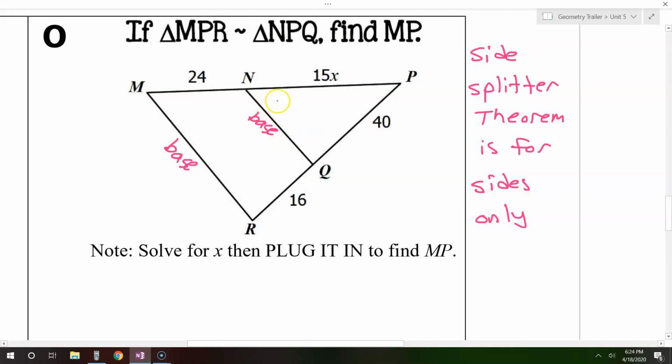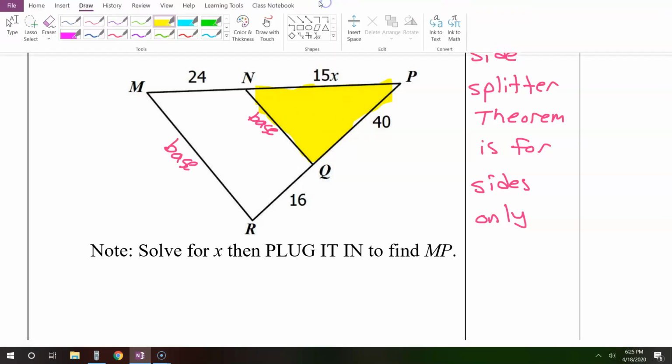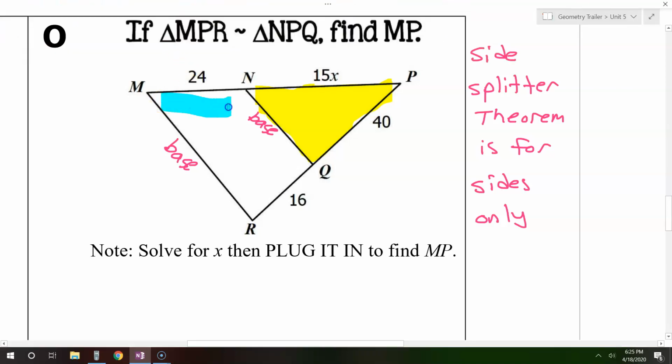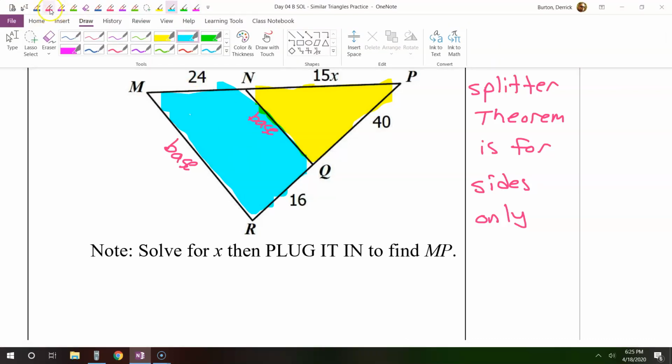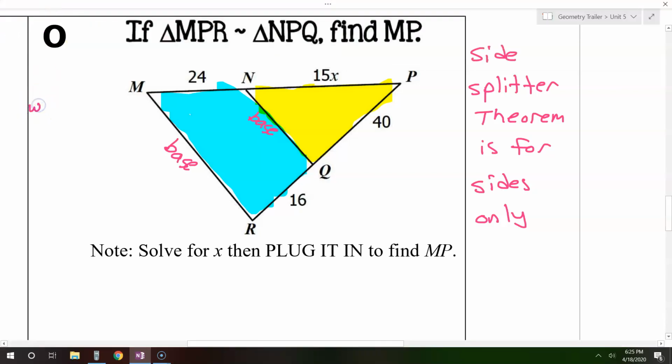Okay, so because I have sides only, here's what we can do. Let's just look at the two sides of the triangle, and this will be the yellow side of the triangle, and this will be the blue side of the triangle. So instead of doing new over old is equal to new over old, we can just do yellow over blue is equal to yellow over blue.